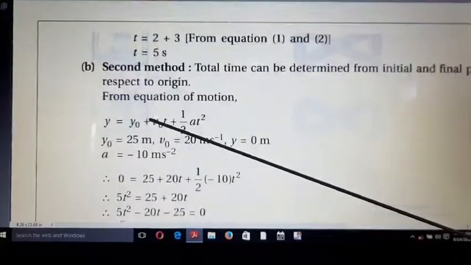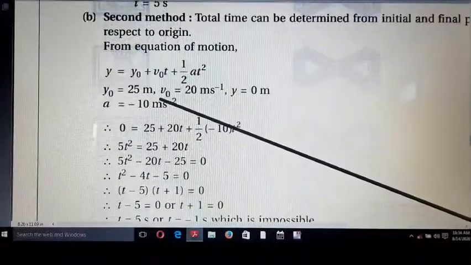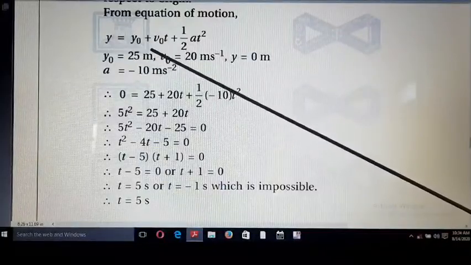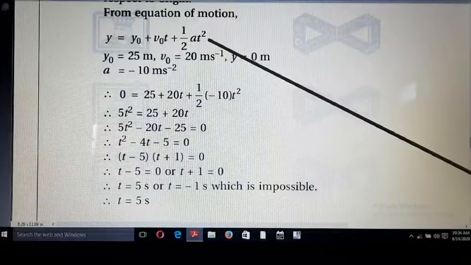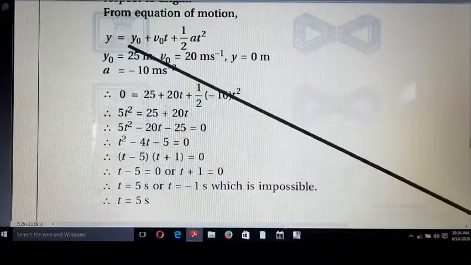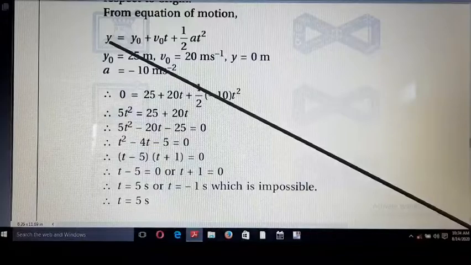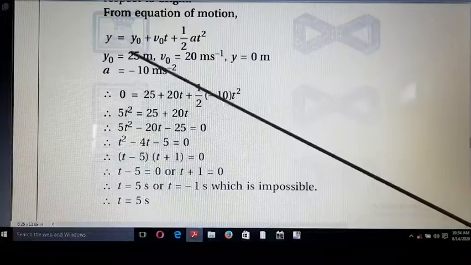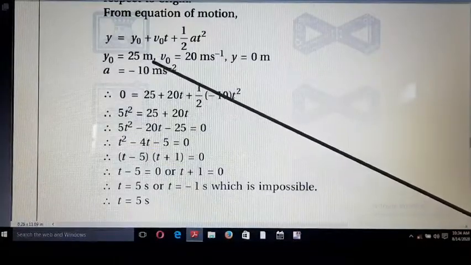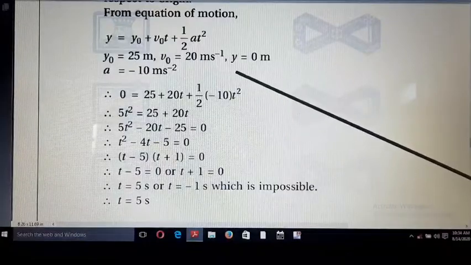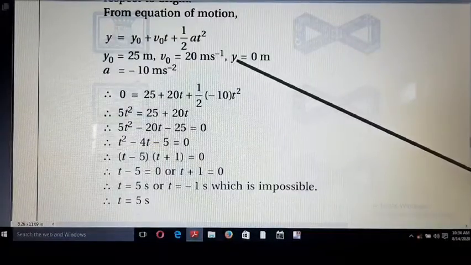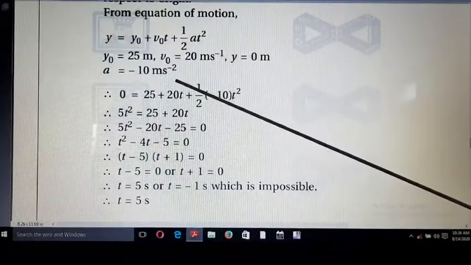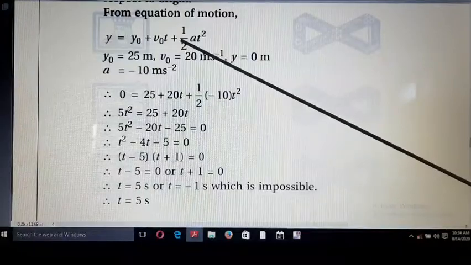And in the second method, we use this formula, the equation of motion: y is equal to y0 plus V0t plus 1 by 2 at square. Here we can write down y instead of x, and in the same way y0 instead of x0. So y0 is equal to 25 meter, v0 is equal to 20 meter per second. At the bottom, height is 0 and a is equal to minus 10 meter per second square.